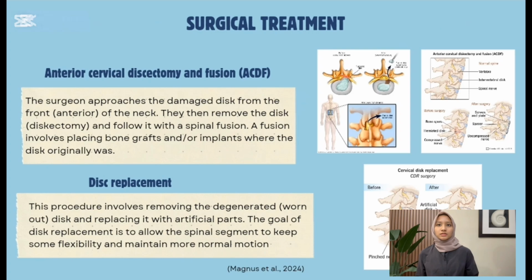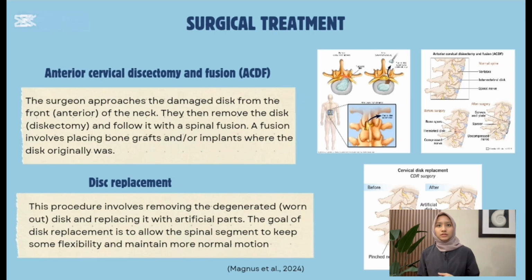So next is surgical treatment. If the non-operative treatment is not working or didn't work, and if the patient has a problem with their neurological functions, then surgical treatment is needed. There are two approaches in surgical treatment, which are the anterior approach and the posterior approach. The anterior approach involves anterior cervical discectomy and fusion and disc replacement.